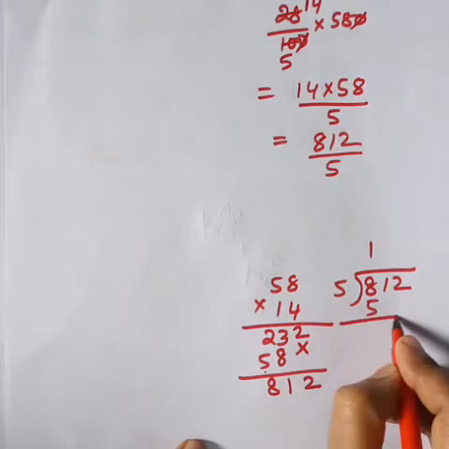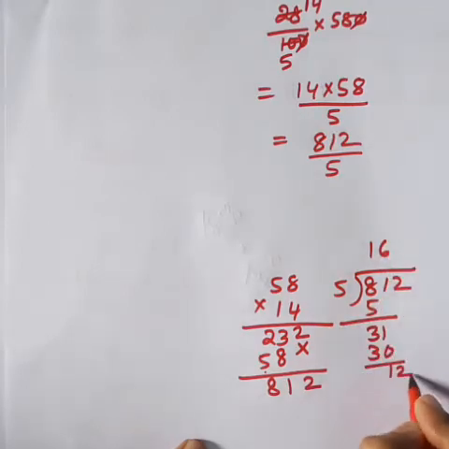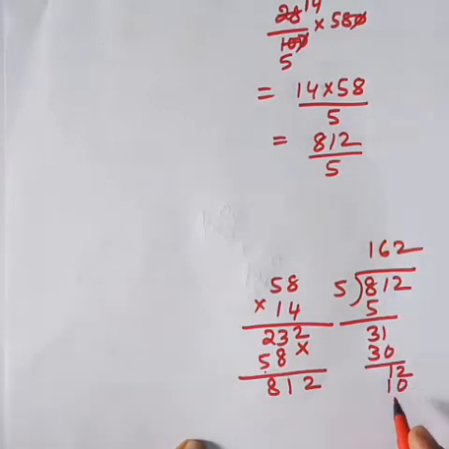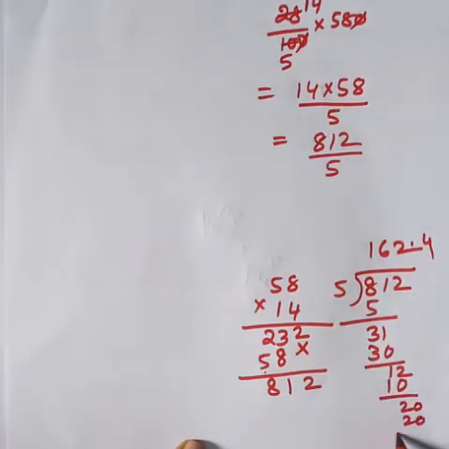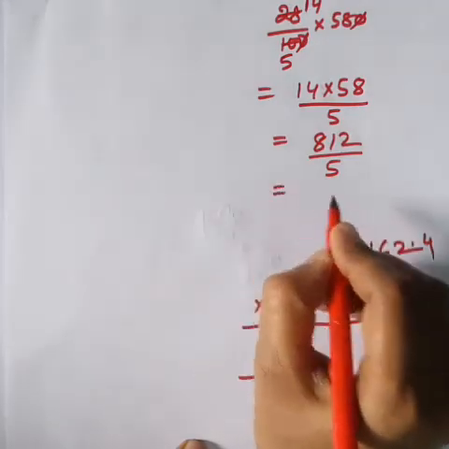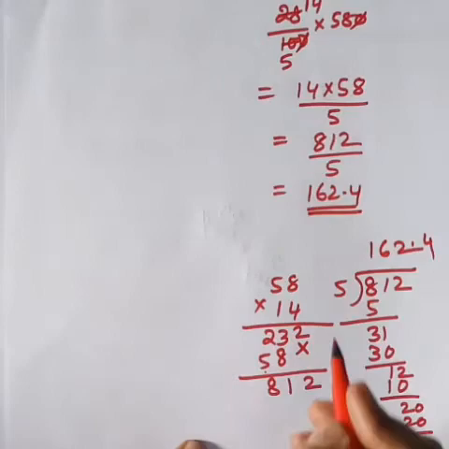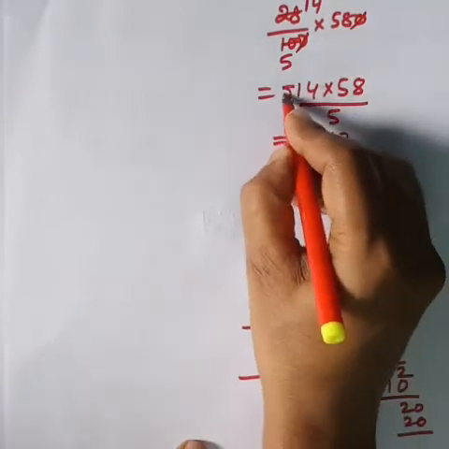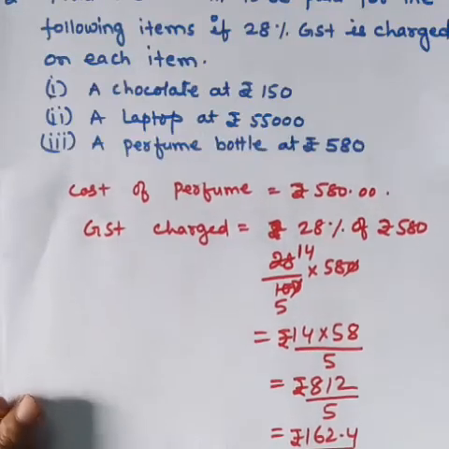Let us see how much is 812 divided by 5. 5 ones are 5, 8 minus 5 is 3, 31, 5 6s are 30, 1 and 2, 5 twos are 10. So you are left with 2.0. So 5 4s are 20. So you are getting 162.4. Okay, 162.4. What is this? This is GST. GST of perfume that is charged by the shopkeeper.